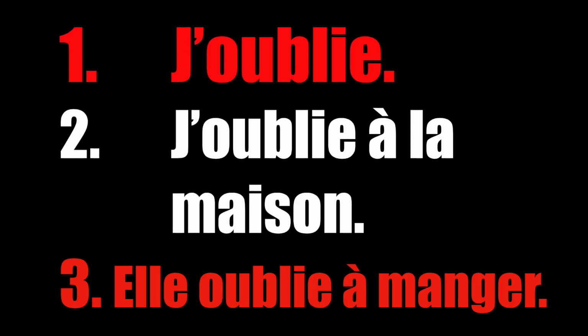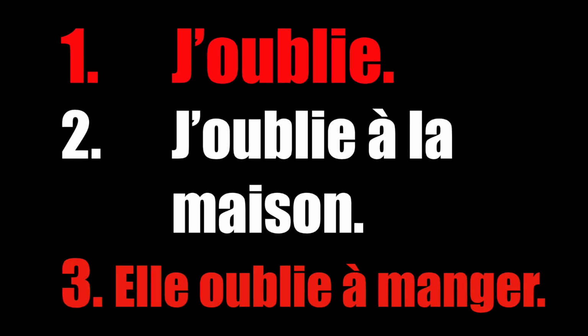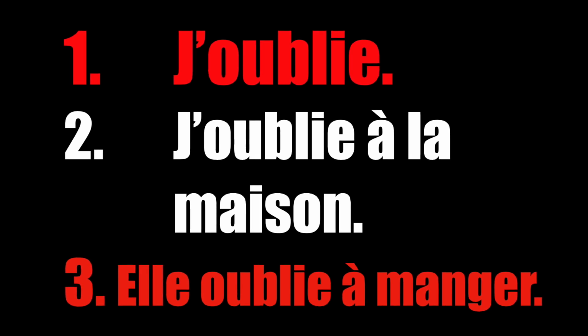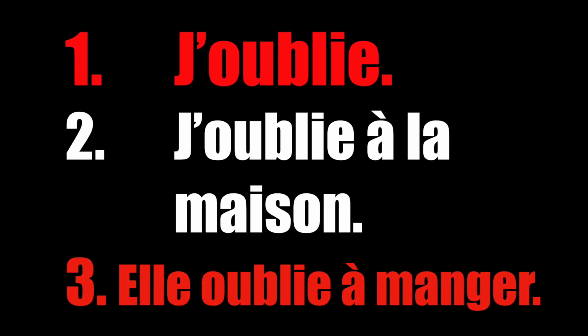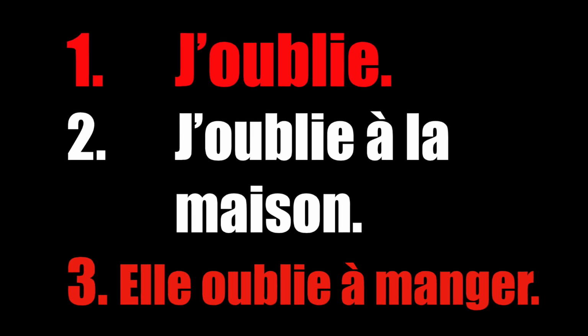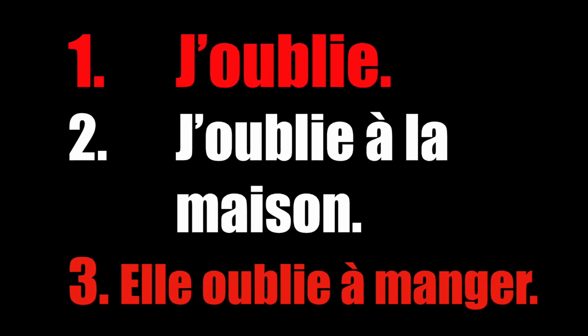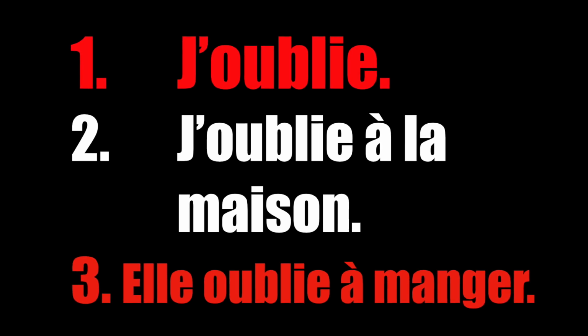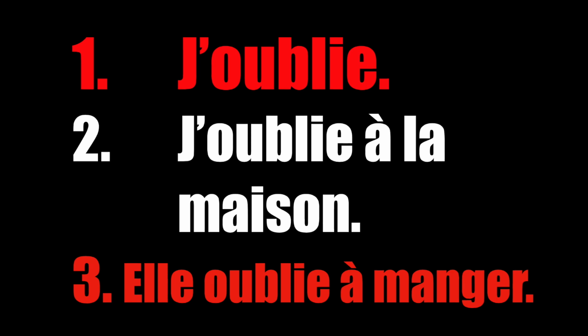Next verb is oublier. First category verb, very simple verb which means to forget. So sentences are 3 in number. First is very simple, j'oublie, I forget. Number 2 says with a preposition, j'oublie à la maison, I forget at the house. Number 3, elle oublie de manger, she forgets to eat. You see, all these 3 sentences are in present indefinite tense.